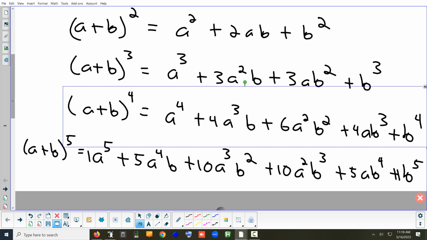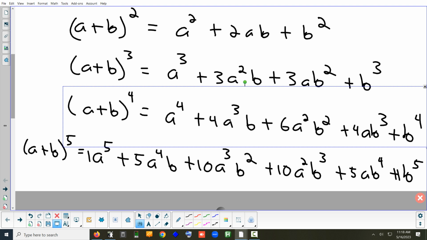Let's look at this one, for example. So it starts out as a to the 4th. And then what happens to it as you go across? Let's look at what happens to the exponent on the a. The value of the exponent goes down one integer every time. Yeah. So we have an a to the 4th, then an a to the 3rd, a squared, a to the 1st, and technically the last term you could think of as having a to the 0. Okay, so that's a pattern with the a.